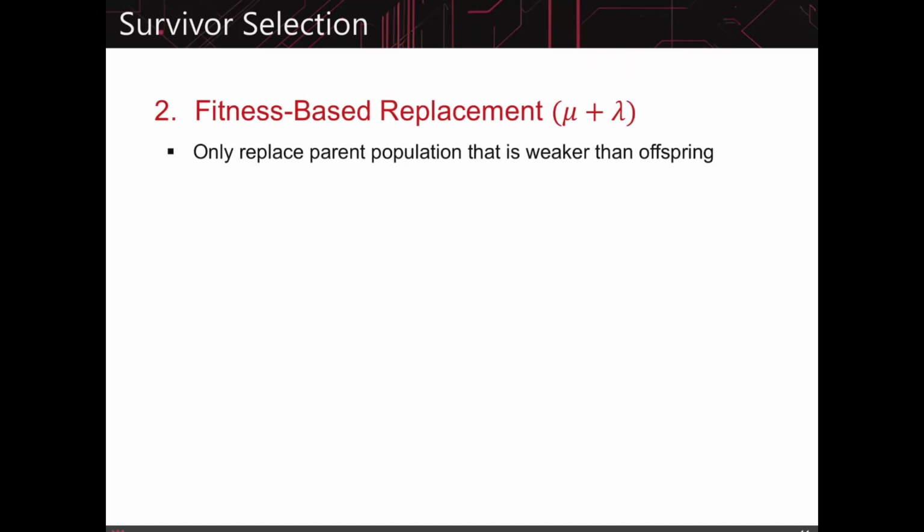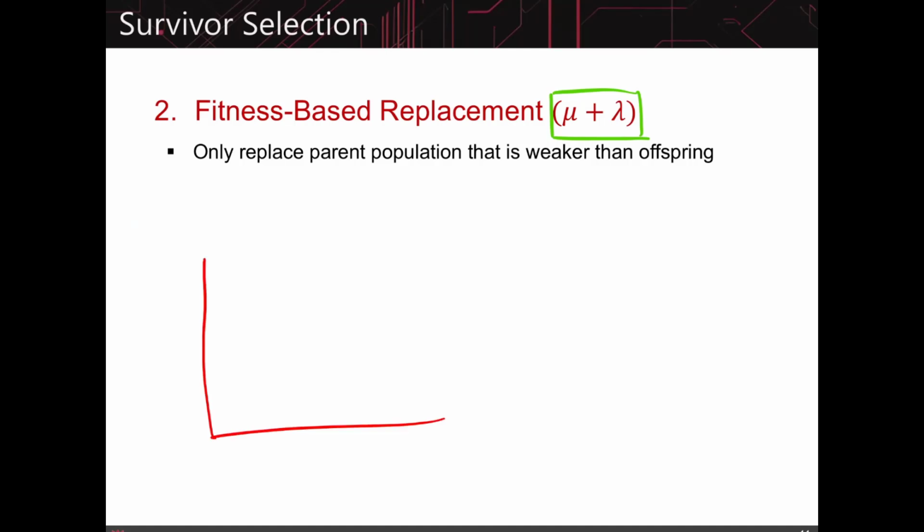The second type of survivor selection is called fitness-based replacement. So this is where in the notation we say mu plus lambda. So we're going to include, for survival of the fittest, both the parent population and our children. And we're only going to replace the parent population that's weaker than the offspring.